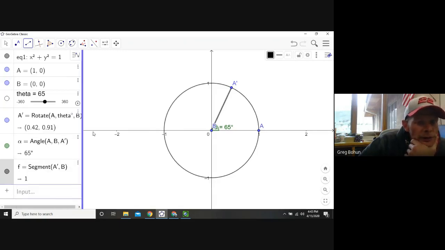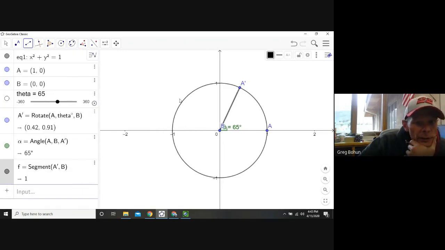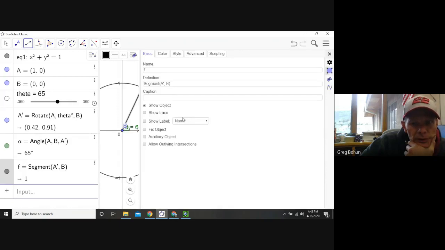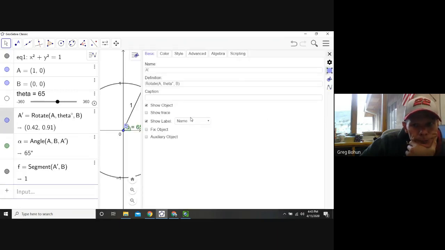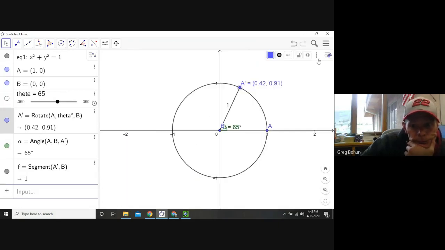My point A prime, I do not want to see its name here. I want this value as it goes around. So I'm going to change the settings to show me that. Didn't work. There it is. So we are at 65 degrees.